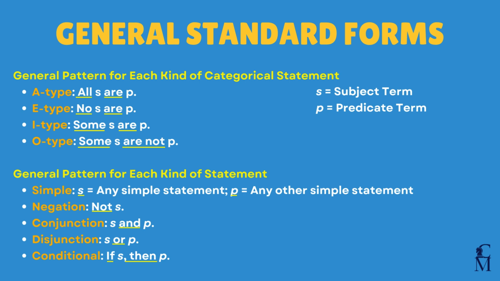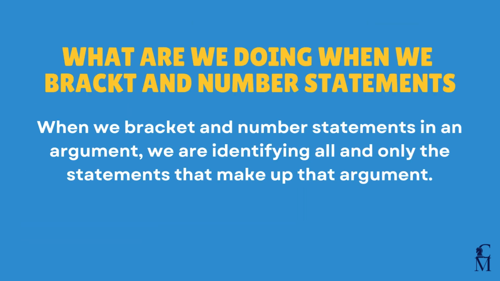For now, we will concentrate on using our knowledge of standard form categorical and propositional statements to help us identify the various statements that make up an argument. Since each kind of standard form categorical and propositional statement has a pattern that is associated with it, attending to the pattern should help us identify the various kinds of statements that make up an argument. In other words, these statement patterns should help us accurately bracket and number each statement in an argument, since what we are doing when we bracket and number statements in an argument is identifying all and only the statements that make up that argument.